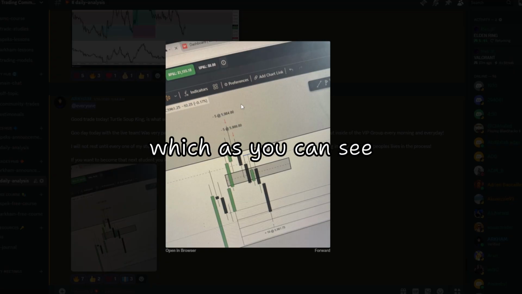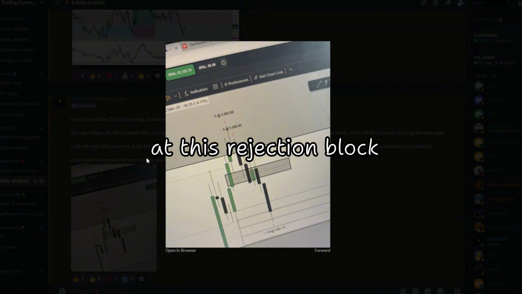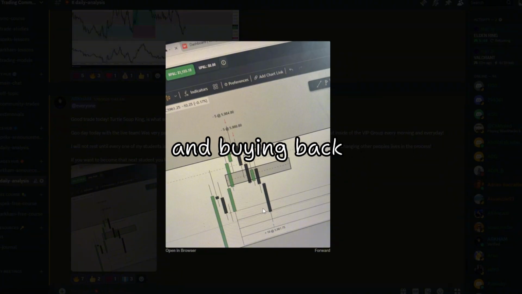In this video, we're going to be breaking down this trade here, which, as you can see, I was able to short at the exact highs, scale into my position, and take my profits right here at this rejection block, shorting from the exact highs and buying back at the exact lows. And in this video, I'm not only going to give you guys a trade breakdown, but also the exact framework that I use when it comes to mastering turtle soups.